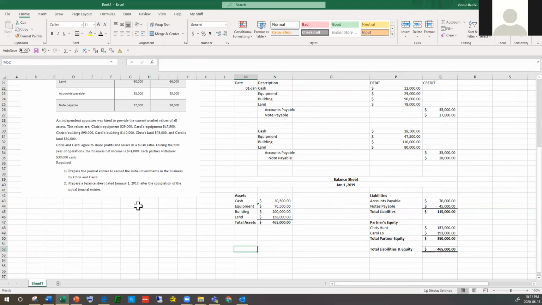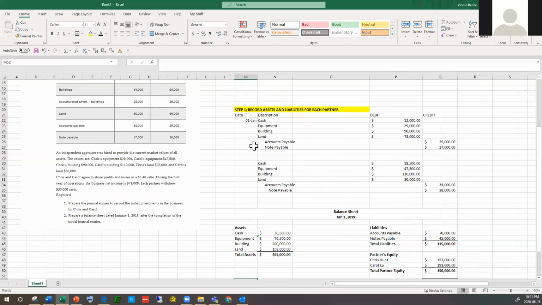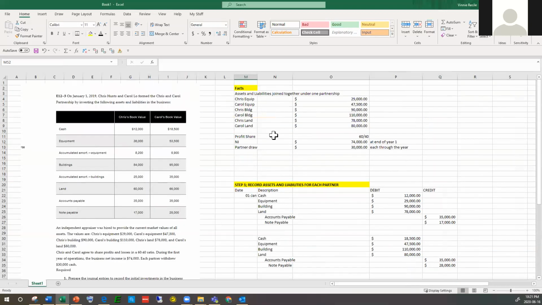Key things we focused on here that were really important is recording the assets and the liabilities that each partner has contributed, utilizing the figures provided under the appraised value, because that is the current value of that asset, which provides the formulation for how much capital or equity each partner is actually going to obtain within this business.